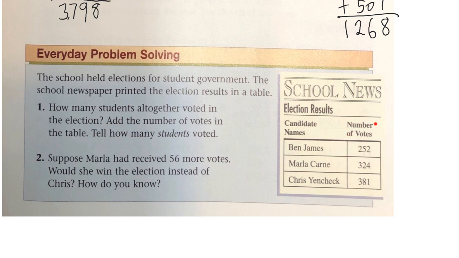So here's the number of votes, and there is 252, 324, and 381. So we can add these up. We could rewrite them, but they're already in a nice, neat row. So let's make a line and our add symbol, and let's just add them as they are since they're already lined up.